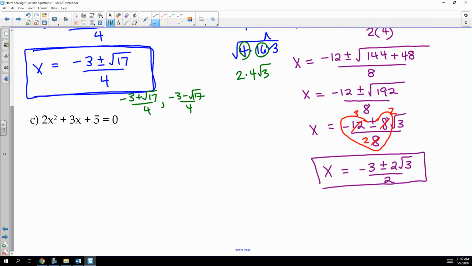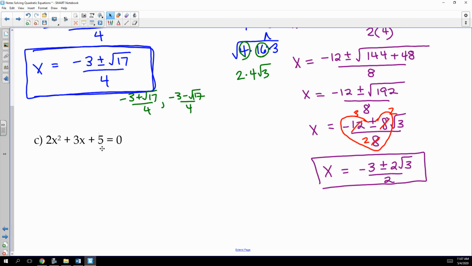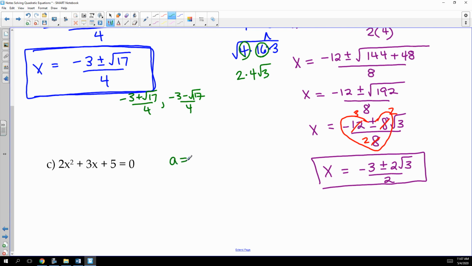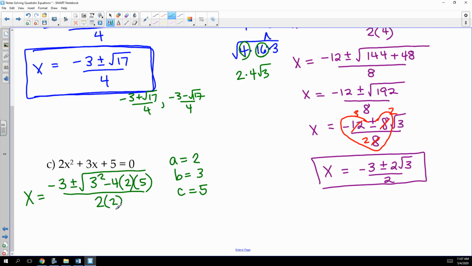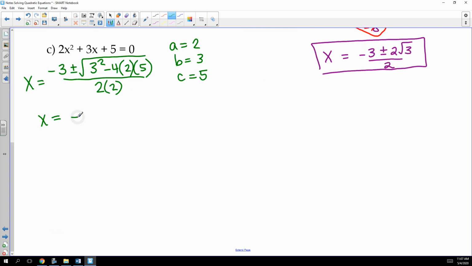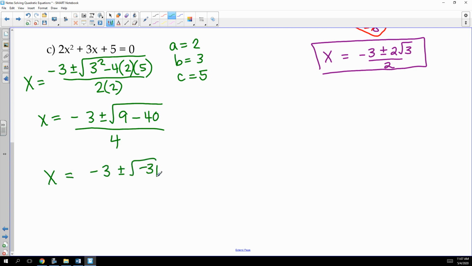Let's try this last one, problem C right here. Let's see if we can move this down. There we go, get a little more space. So we're going to identify a, b, and c once more. a is equal to 2, b is equal to 3, c is equal to 5. So x equals the opposite of b, negative 3, plus or minus the square root of 3 squared minus 4 times a, which is 2, times c, which is 5, all over 2 times 2. x equals negative 3 plus or minus the square root of 9 minus, and 8 times 5 is 40, all over 4. So x equals negative 3 plus or minus the square root of negative 31 all over 4.